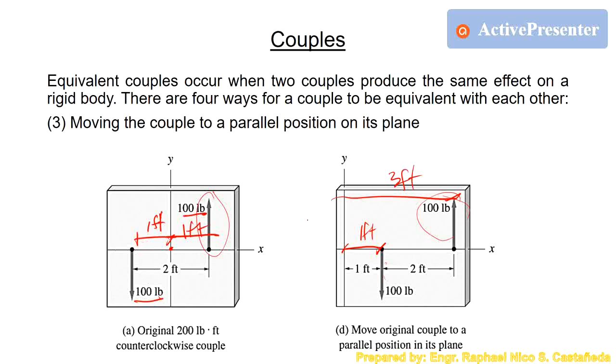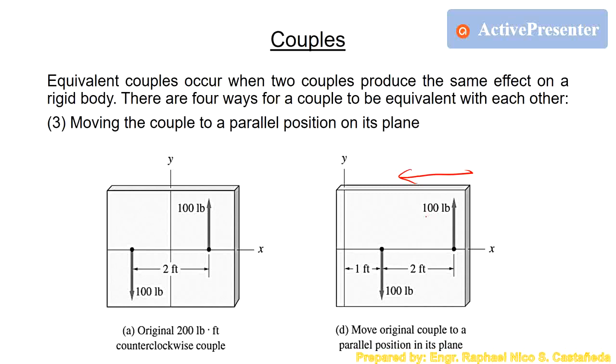So we transferred from the origin. As you can see, there is a change in the location of the forces. But again, even though we transfer the forces, this is the third rule: as long as we transfer them to a parallel position on the plane, keeping the product F times D, which is a 200 pound-foot couple, the two couples are still considered equivalent couples, even if we transfer it along here.